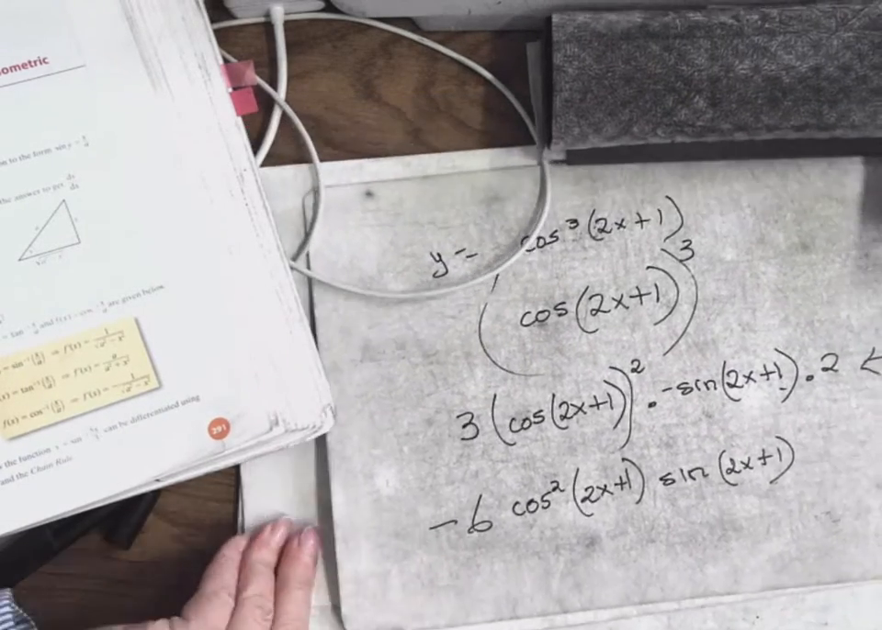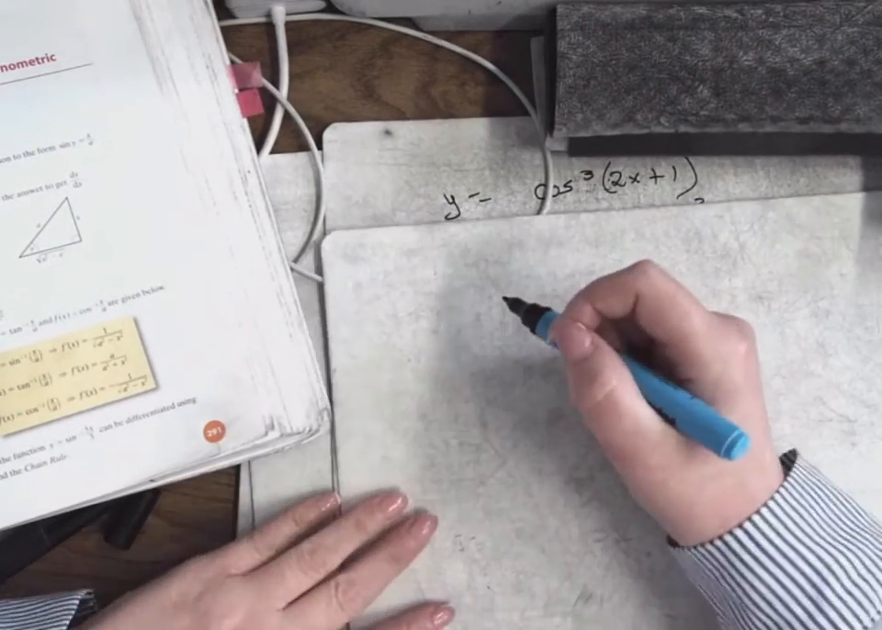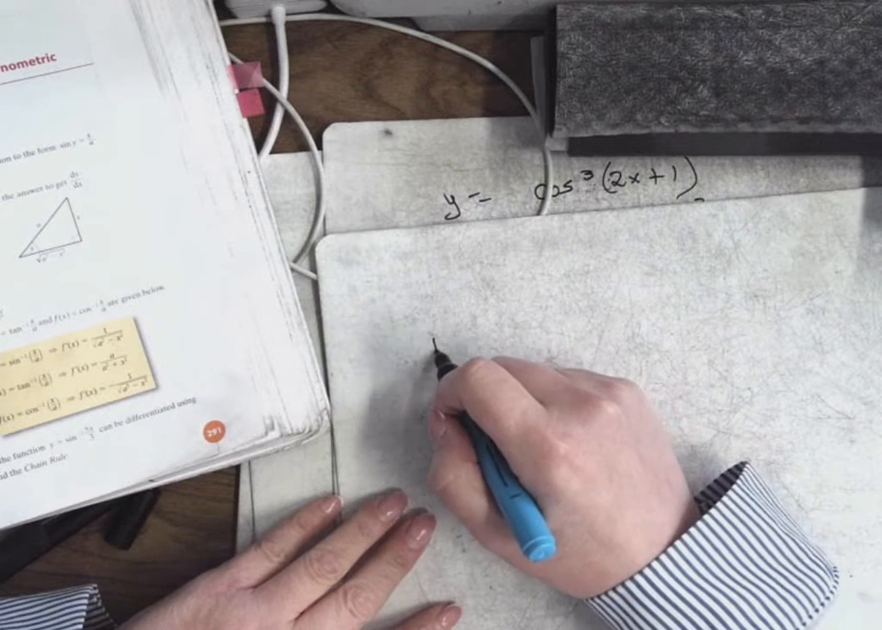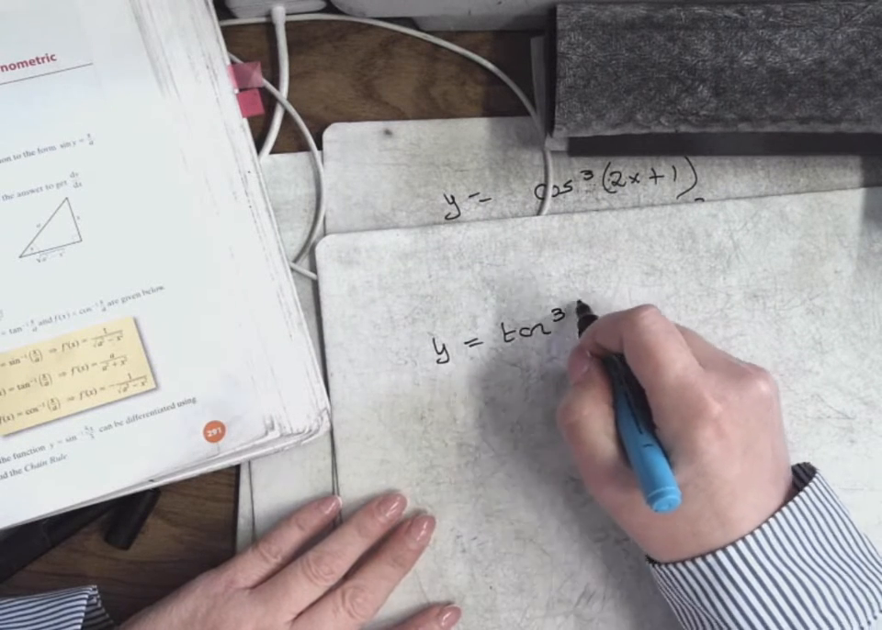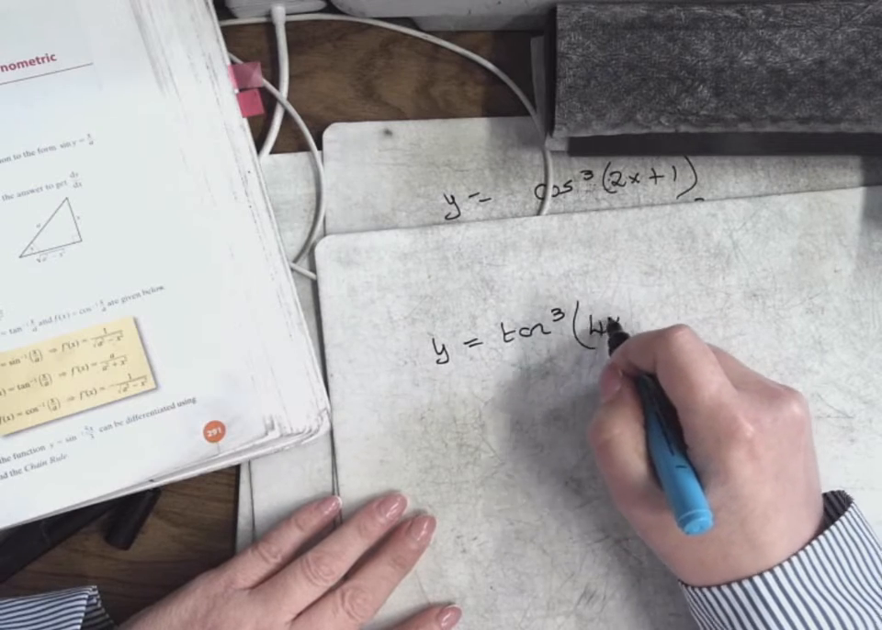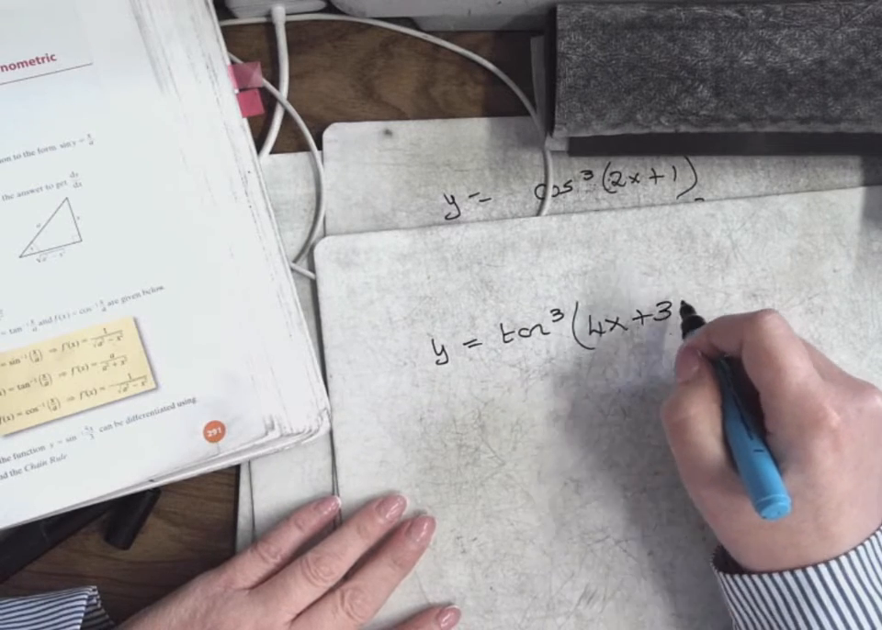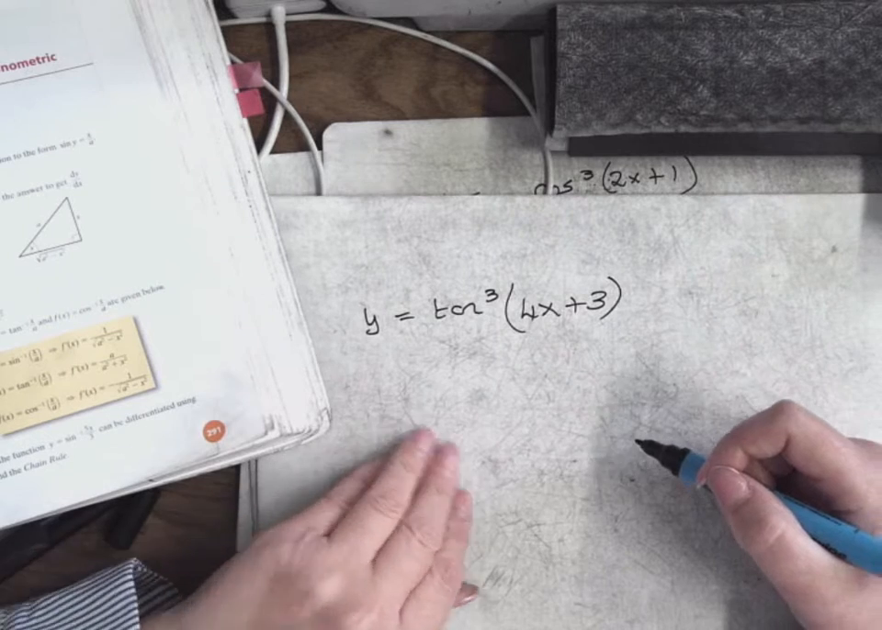Will you do one for me? Right, okay, so you just write down the answer to this. y equals tan cubed of 4x plus 3. And when you differentiate tan, you get sec squared x.